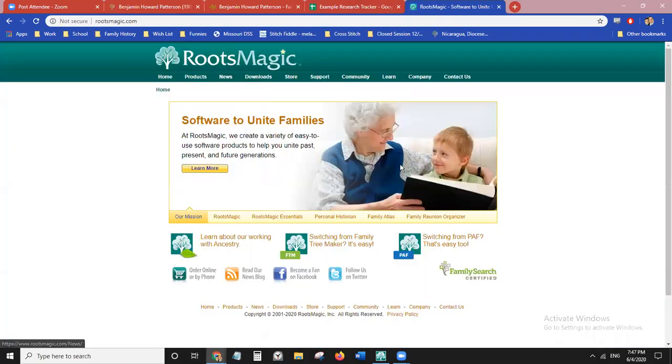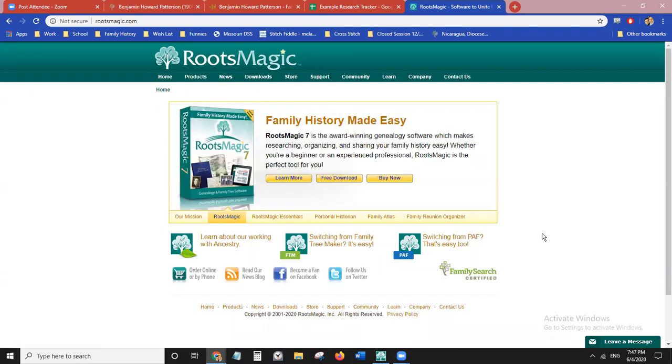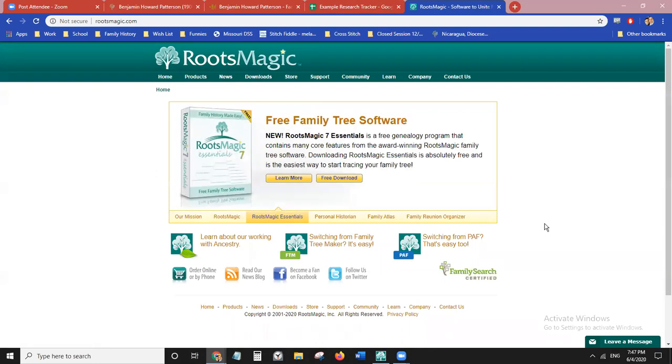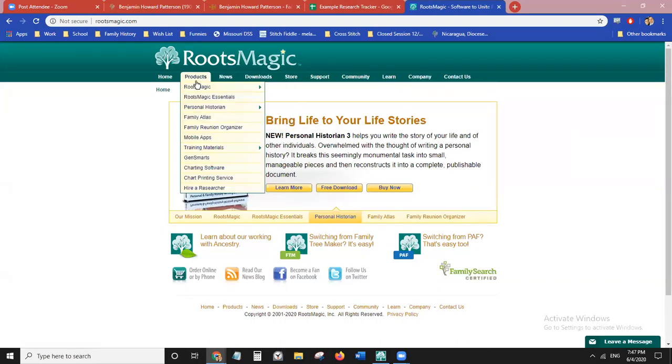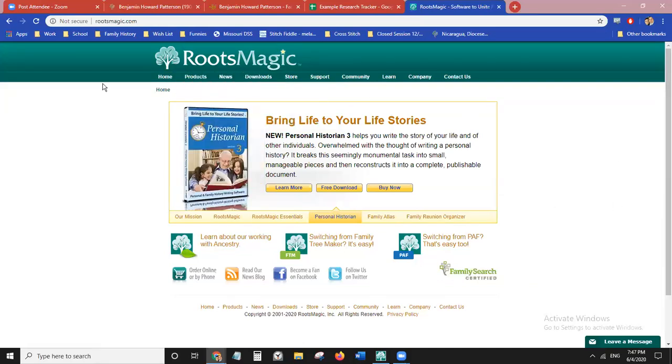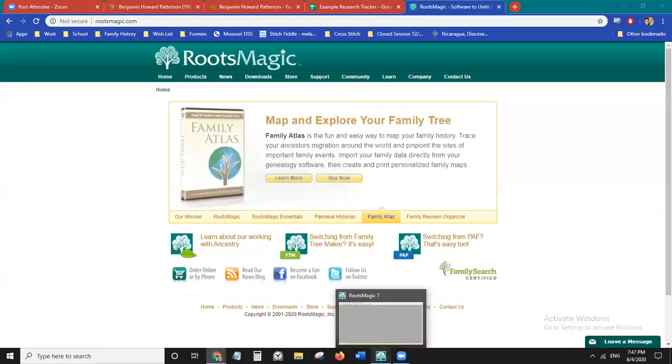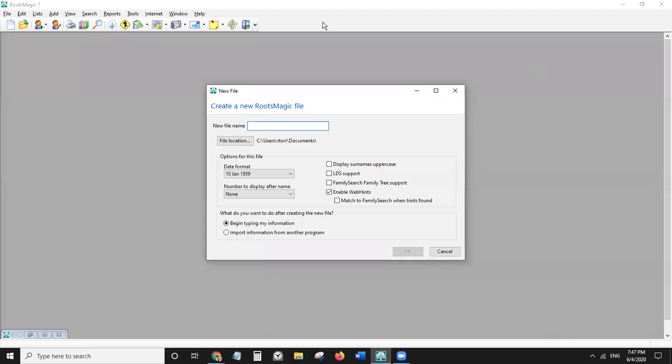It's a genealogical software that serves as a place to keep all of your information where other people can't change it. It's a good place to back up all of your research. And it's really easy to use with Family Search. Now, I think it's $20 or $30.